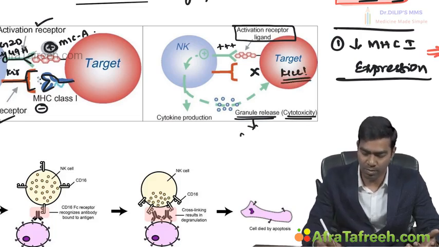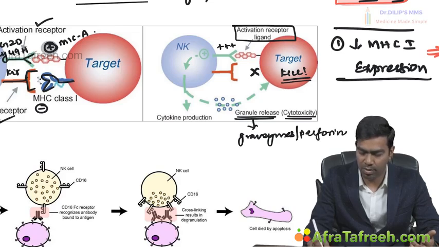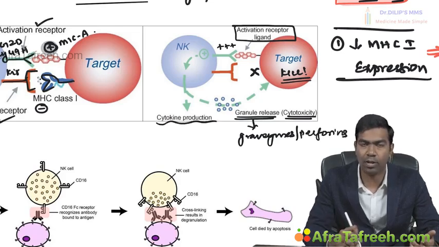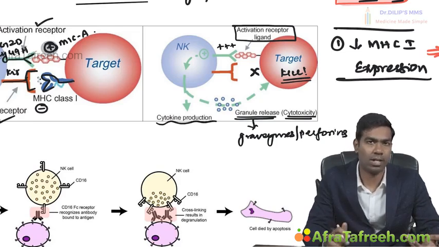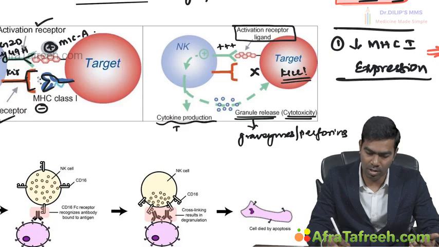So the granule release will produce something called granzymes and perforins. These are the important granules. At the same time, they also produce certain cytokines. Typically, the cytokines they produce are TNF alpha and interferon gamma.